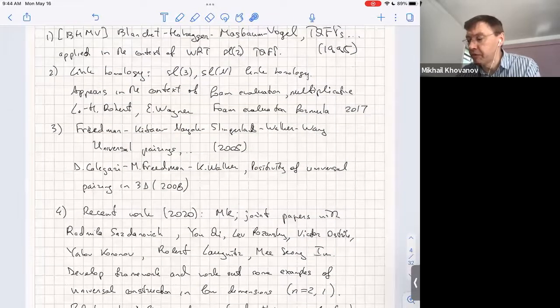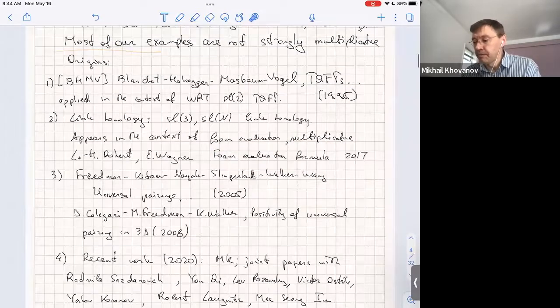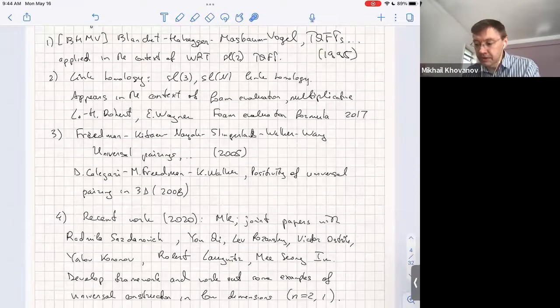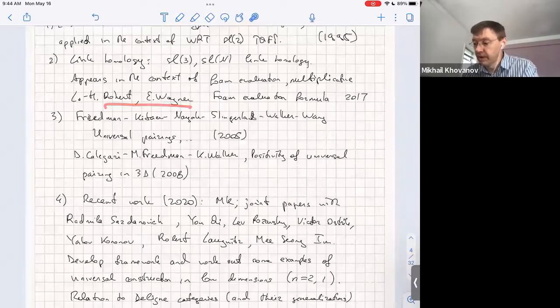I refer you to the work of Robert and Wagner on formulations for how to do this for foams, for GLN. Before this, the construction was known only for SL2, when you can ignore foams and just work with surfaces, and SL3, when you don't see singular vertices. But we came to use the construction from foams, because doing link homology combinatorially in many examples requires this foam mediation, due to Robert and Wagner.